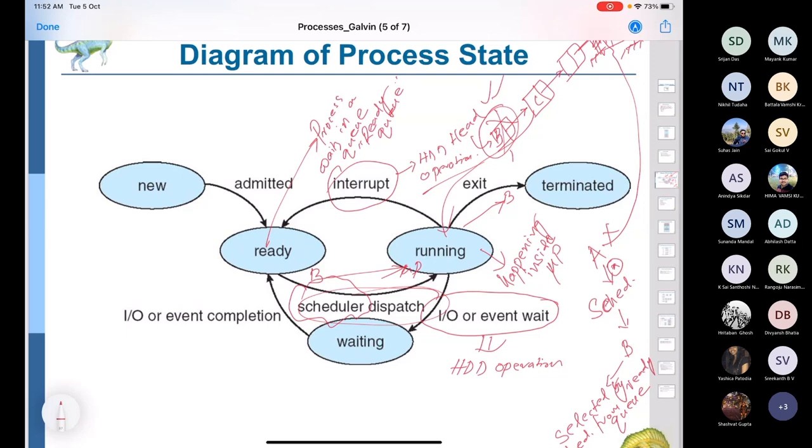Now, what happens in the waiting state? Well, in the waiting state, there are further queues called waiting queues. So these processes that were evicted from the microprocessor are waiting in waiting queues. There can be several waiting queues, as we will see next.